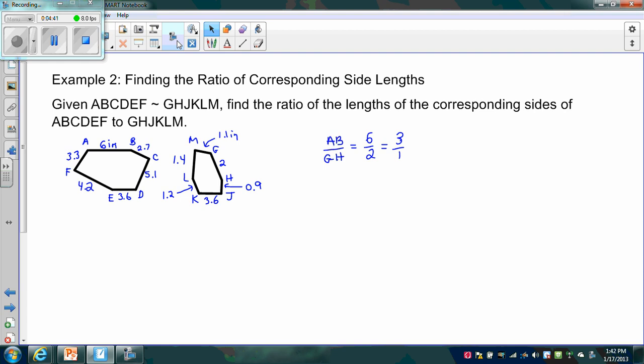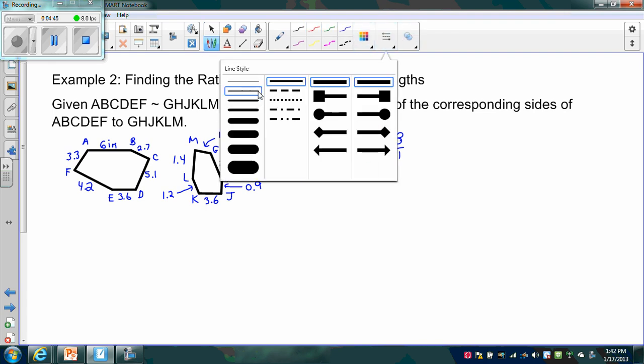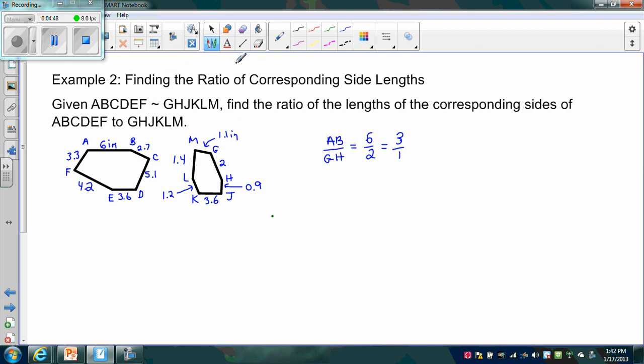So here in example 2, if you are again given two shapes and you have to find the ratio of the corresponding side lengths. It gets a little sloppy here, but we're given that ABCDEF is similar to GHJKLM. Find the ratio of the lengths of the corresponding sides of ABCDEF to GHJKLM. In this case, we know that the corresponding sides will all have the same ratio.